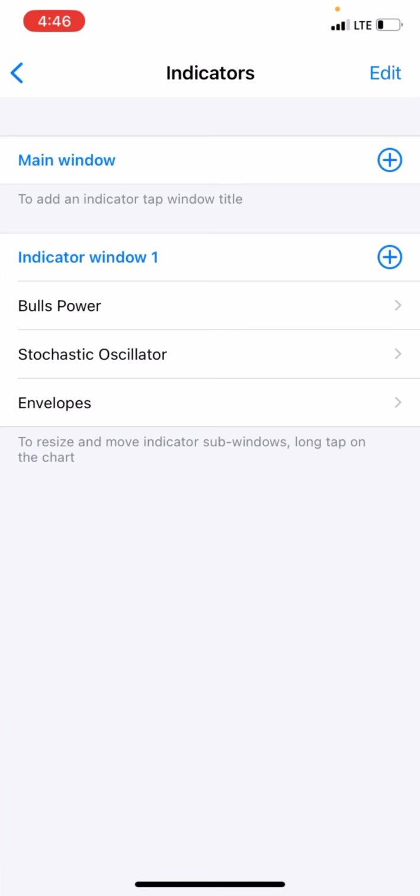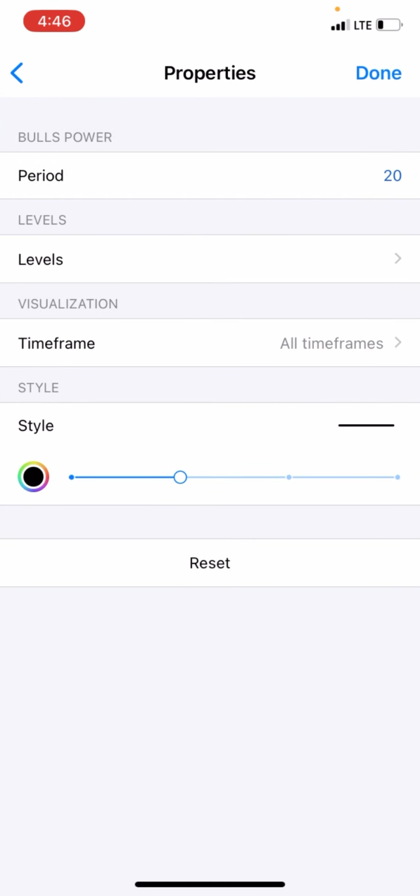All right, so we are using three powerful indicators for this strategy: the bull's power, the stochastic oscillator, and the envelopes. All right, bull's power. For bull's power, you are using period of 20, and everything else should not be modified. Levels, we don't need to add anything. For visualization, you don't need to change anything.